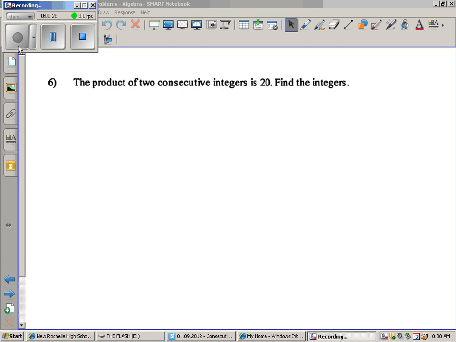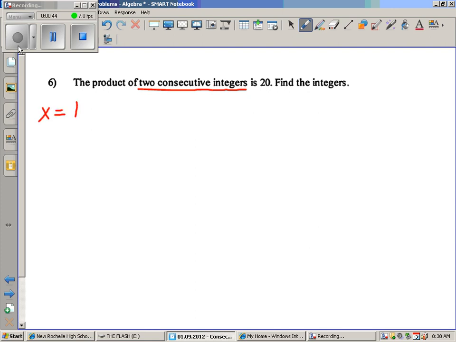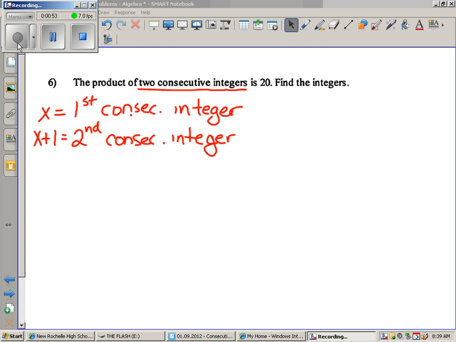So you read the question. The product of two consecutive integers is 20. Find the integers. So two consecutive integers. Let's write out some let statements. What do you think the let statement should be if they are consecutive integers? Amazing, Cynthia. Great job. So x equals the first consecutive. Okay, let me write them down, then I'll explain. Those are our let statements.